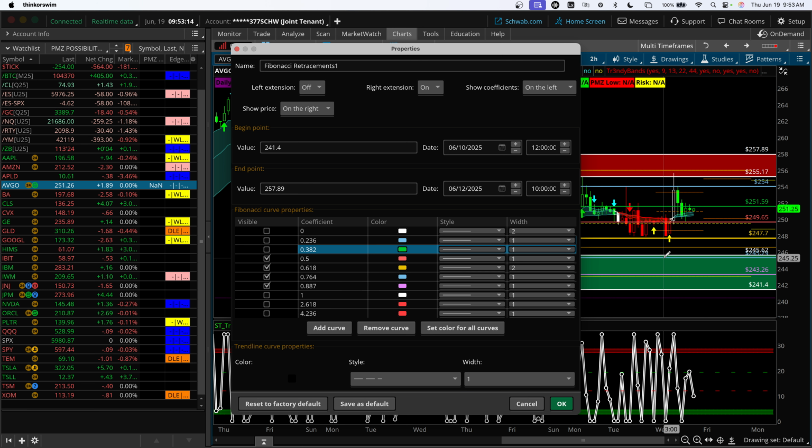I also remove levels that line up with my zone. So the 764, I have a zone there. I don't need that level on my chart, so I'm going to remove that level.